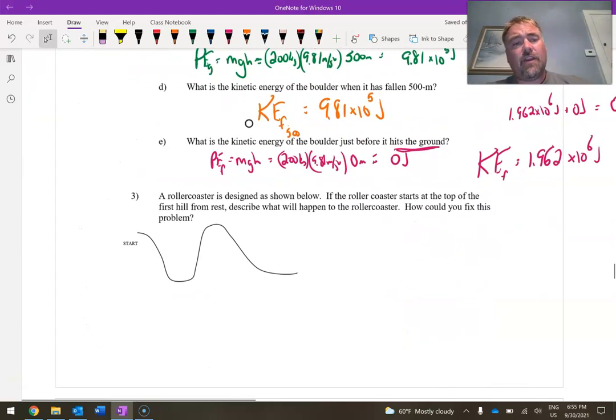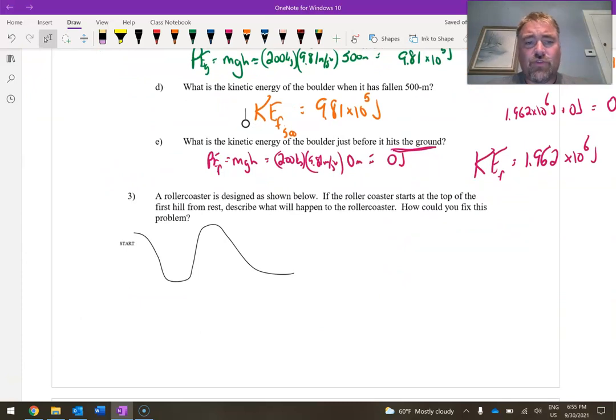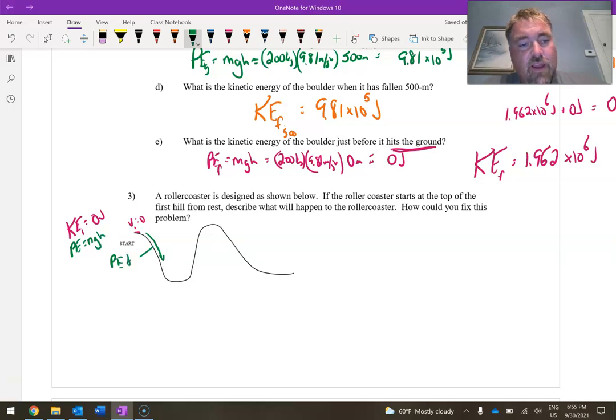We look at the next one, number 3, which says a roller coaster is shown as designed below. The roller coaster starts at the top of the first hill from rest. So right here we have an initial velocity of 0, which means our kinetic energy initial is also going to be 0 joules because it's 1/2 mv squared. As it starts to go down, it's going to lose potential energy. Now the potential energy at that point is equal to mgh. But as it goes down, it loses potential energy. So PE will decrease, and in the process, the kinetic energy will increase.